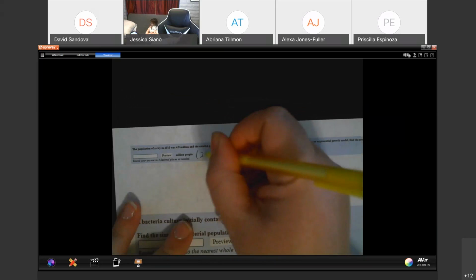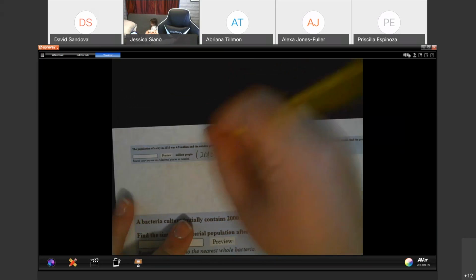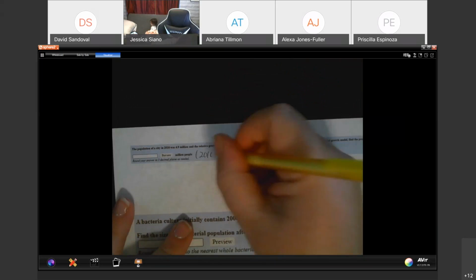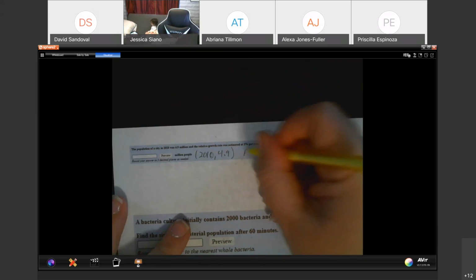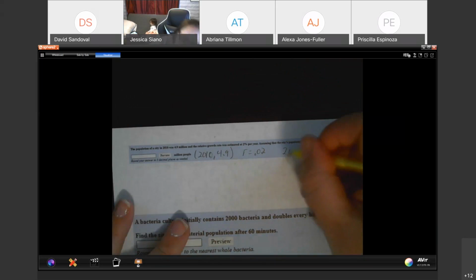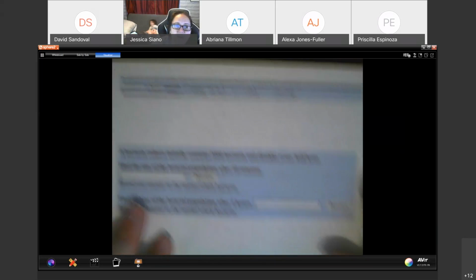The population of a city in 2010 was 4.9 million. Growth rate estimated at 2%. Assuming the city's population follows an exponential growth model, find the projected population in 2026. Sorry, writing was so small.